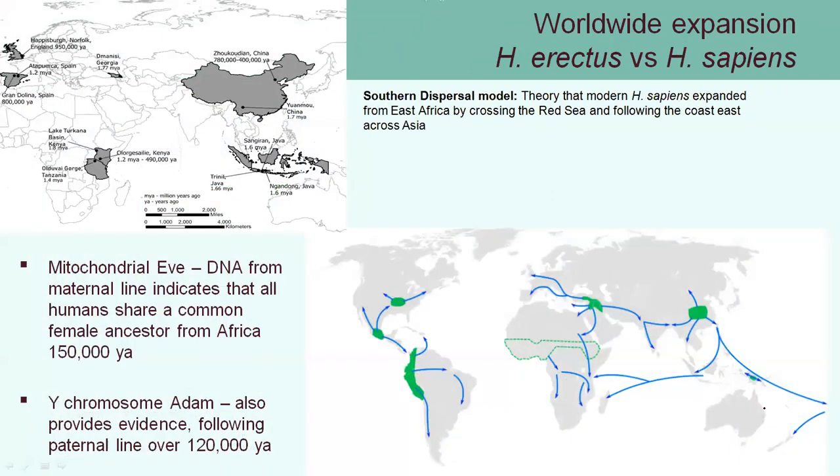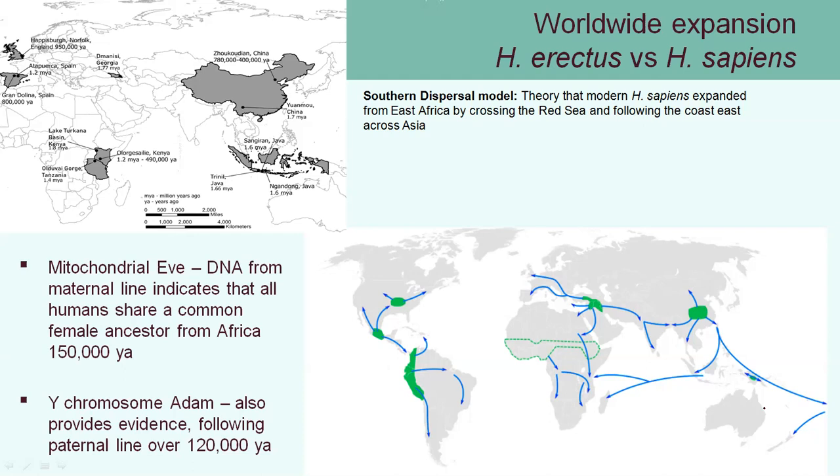So the map on the top left shows the presence of Homo erectus on several different continents. You may recall they were the first hominin to actually leave Africa. So they are found in Asia and Europe, and also in the Southeast Asian islands. However, they never made it to the Americas, and they didn't go to Australia either.